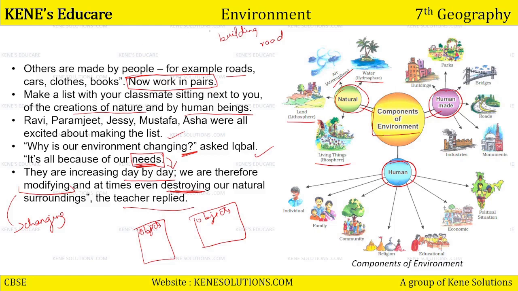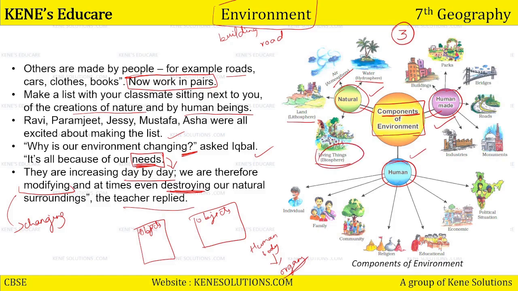That means anything has some content. For example, human body has organs. Similarly, environment also has some organs. Environment also has some components. And there are three major components of environment. First is natural component, second is human made component, and third is human. Now, natural component consists of land, air, water, and all the living beings.